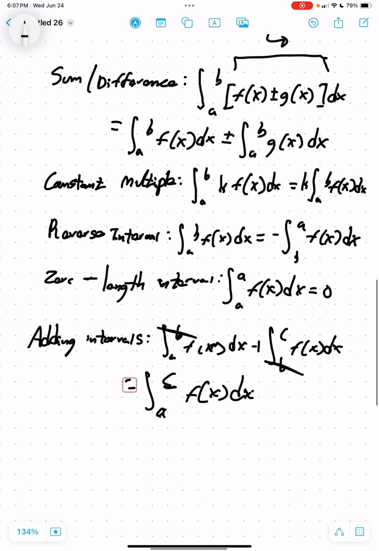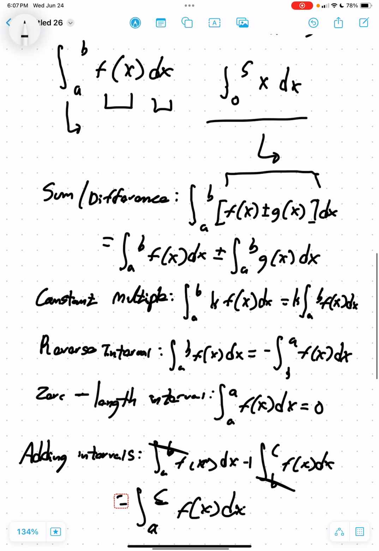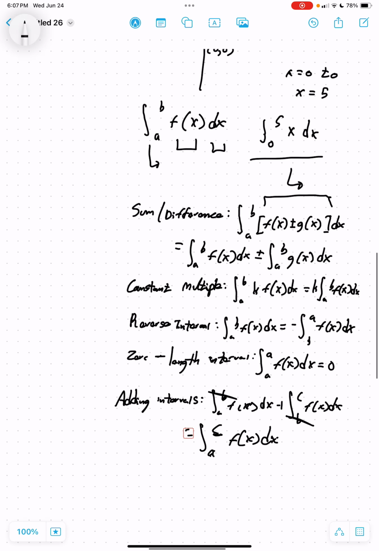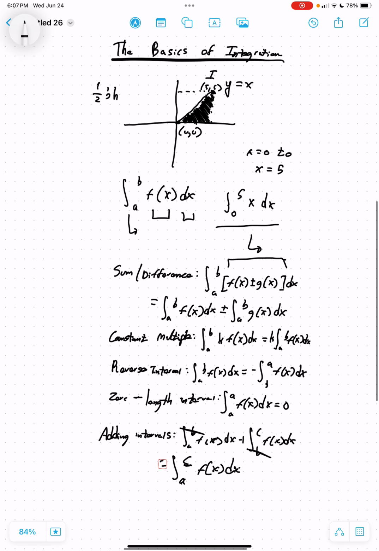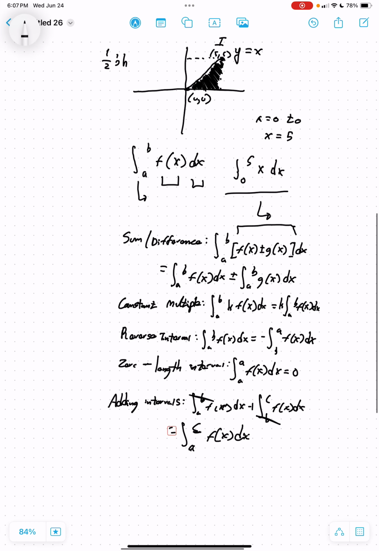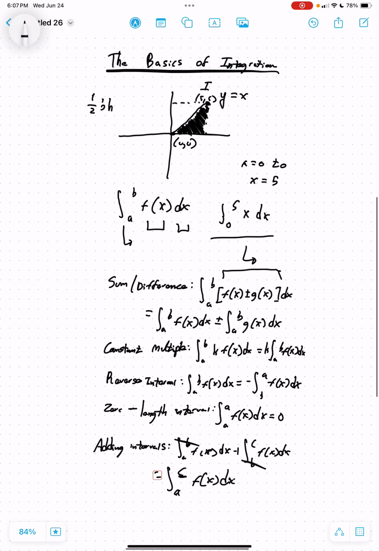And those are the basics of integration. And in the next video, we will get into more complex examples of integration and dive deeper into integrals.